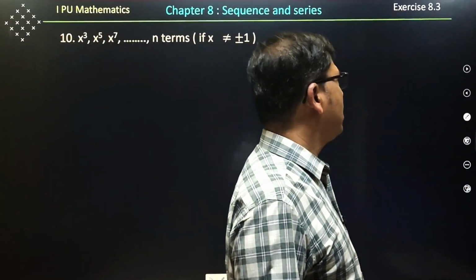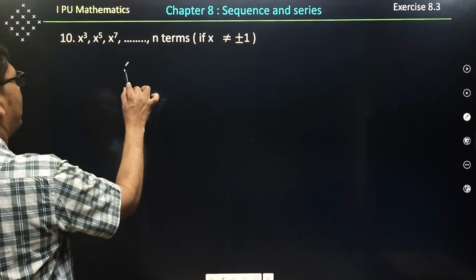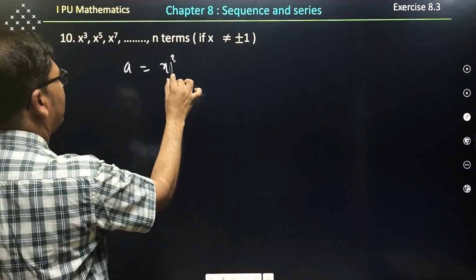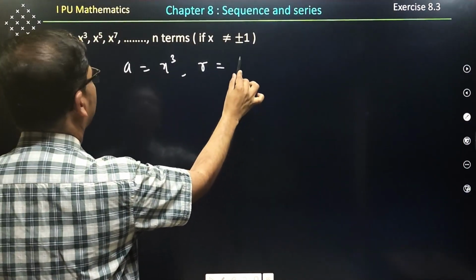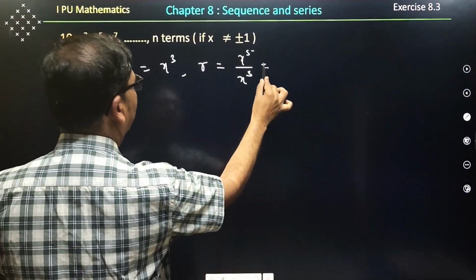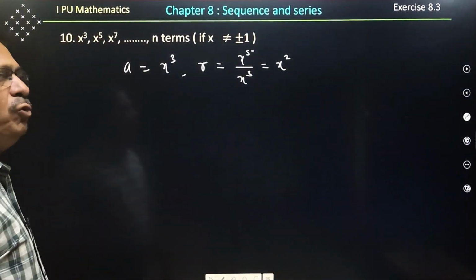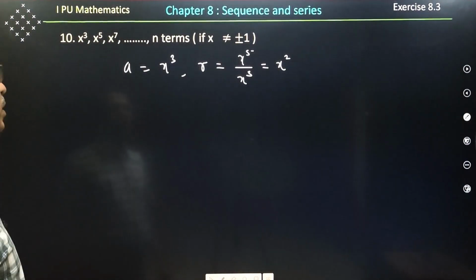Let us move to the next example. Another similar example is there here. First term is x cube here, in this case x to the power 3. Common ratio, second term x to the power 5 divided by first term which is x cube. X raised to 5 divided by x raised to 3 is nothing but x square you are getting. Up to n terms you need to find out the sum here.